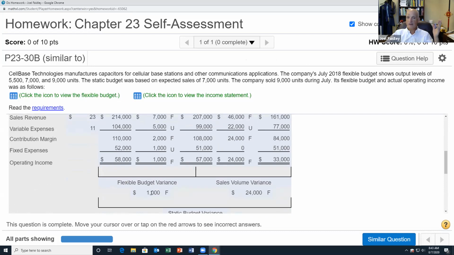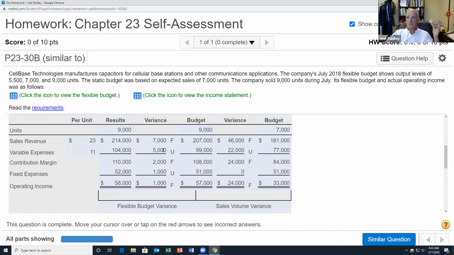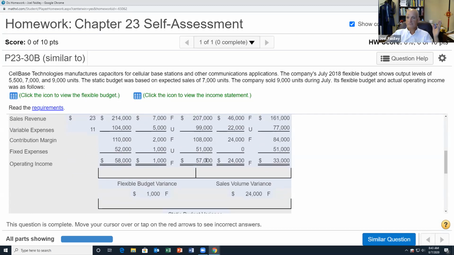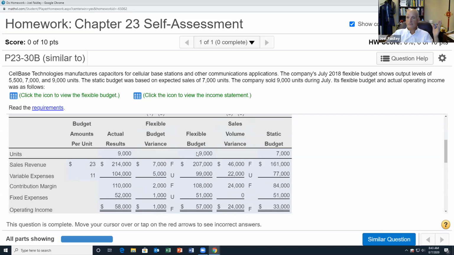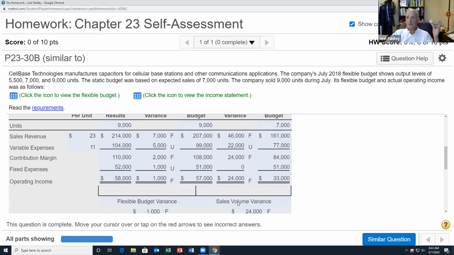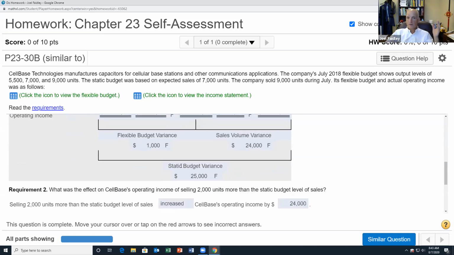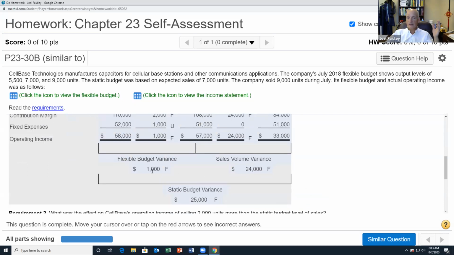So my flex budget variance is 1,000 favorable, right? 1,000 favorable. 58,000 versus 57. And then my flex budget versus the static budget says I should have been what? A sales volume variance, I should have been 24,000 favorable. But overall, my static budget variance is 25,000. Adding those two together, 1,000 favorable on the flex and 24,000 on the volume, 25,000.